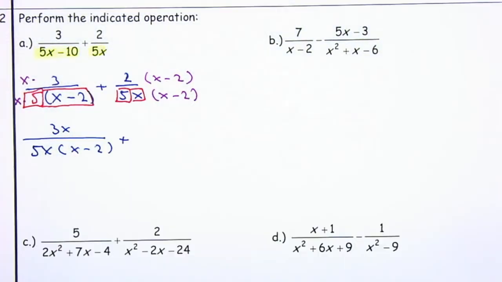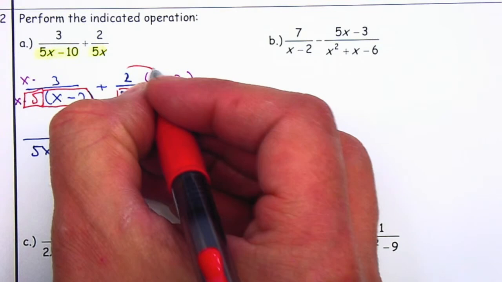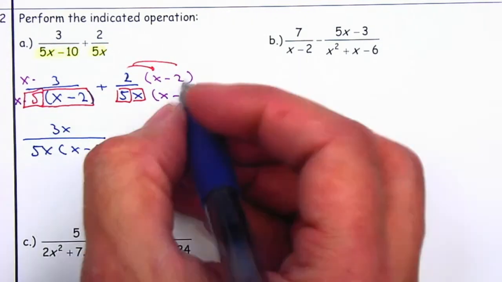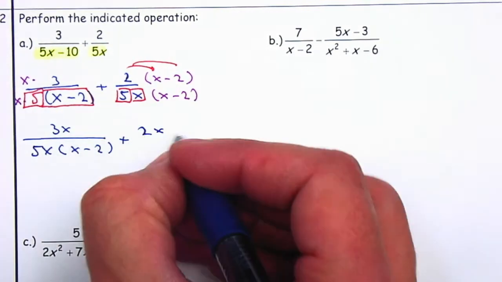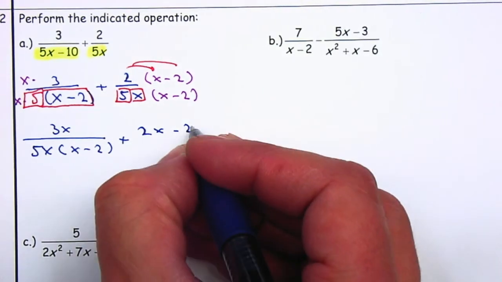Plus, let's use the distributive property to simplify this. So 2 times x will be 2x. 2 times negative 2 will be negative 4.